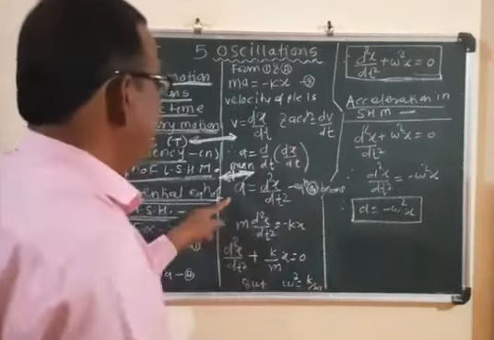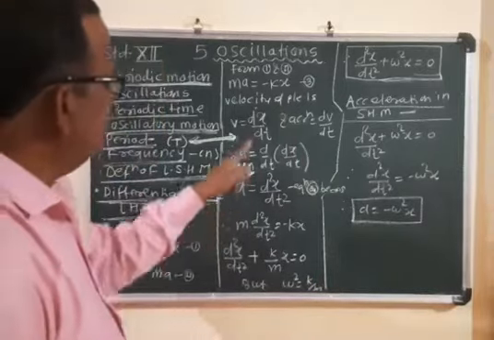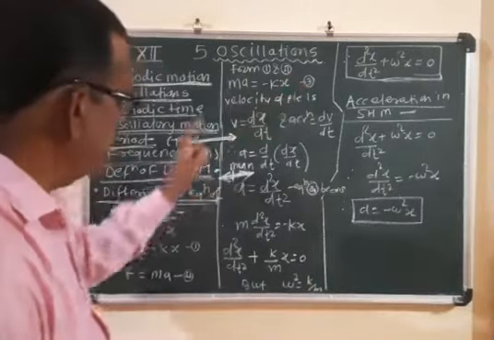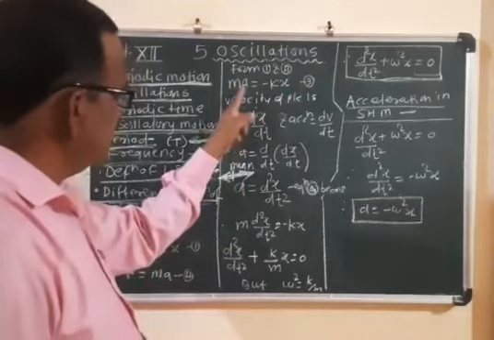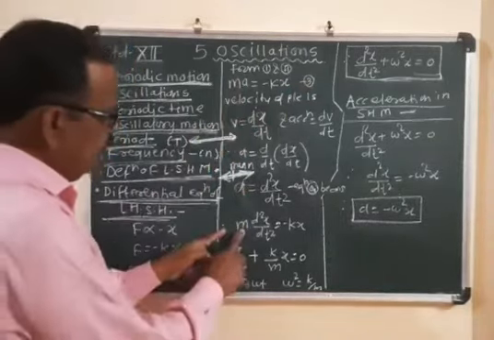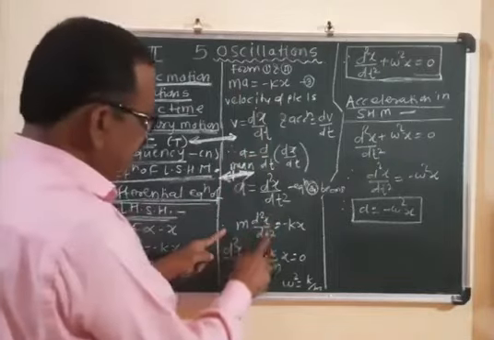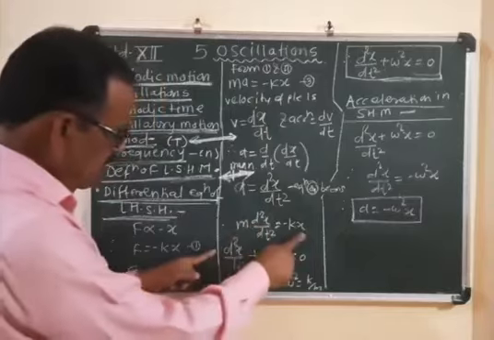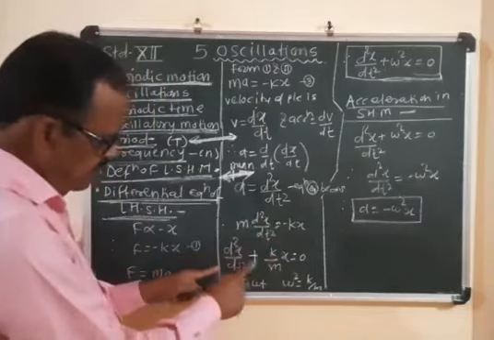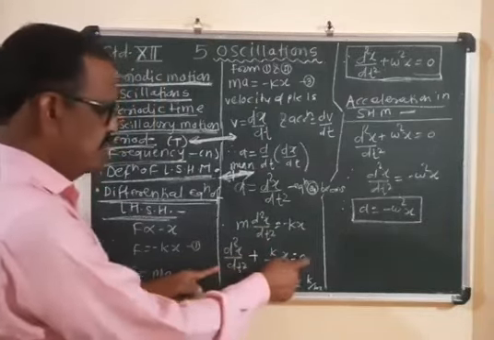Now, what do we do with the value of A? Let us put it in equation number 3. Substitute the value for A in this equation. Therefore, this equation can be written as m into A, that is d2x/dt² = -kx. Therefore, bringing m over and dividing, d2x/dt² + (k/m)x = 0.